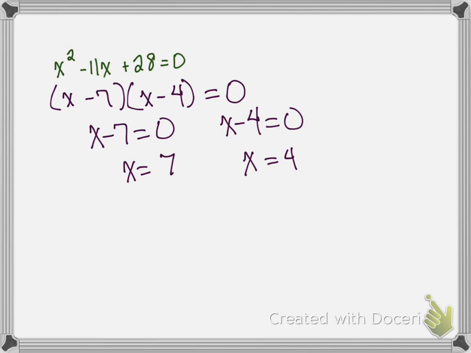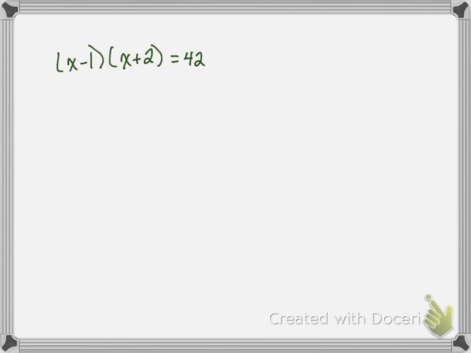Now, our next one, I have x minus 1 times x plus 2 equals 42. Now, I'm hopeful that you wouldn't make this mistake, but some students will do x minus 1 equals 42 and x plus 2 equals 42. But we can't do that. We have to have our quadratic, or any polynomial that we're solving that's not linear, set equal to 0 before we can solve it. So I have to FOIL this. I have to FOIL it.